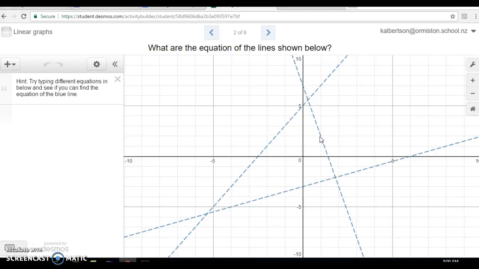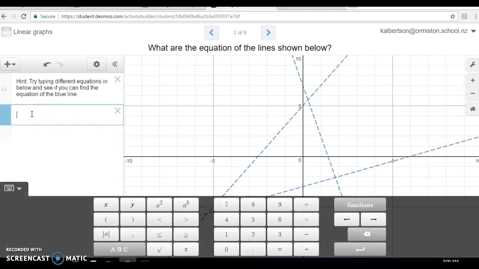You have to look really carefully at the numbers on the grid lines. Okay, so down 5 across 1, and that's where I'm going to start. I'm going to type in y equals, now down 5 across 1 is negative 5 over 1. Y equals negative 5 over 1, down 5 across 1, x.